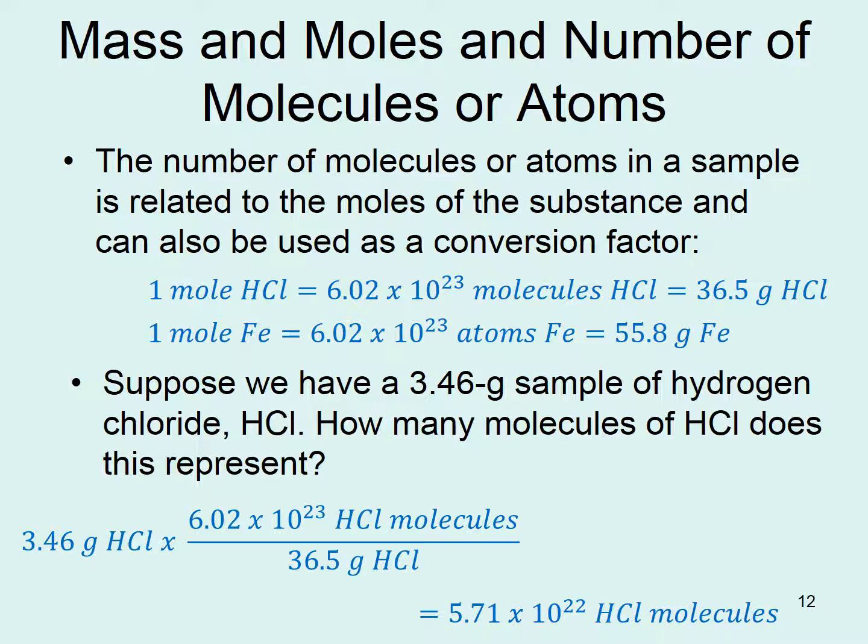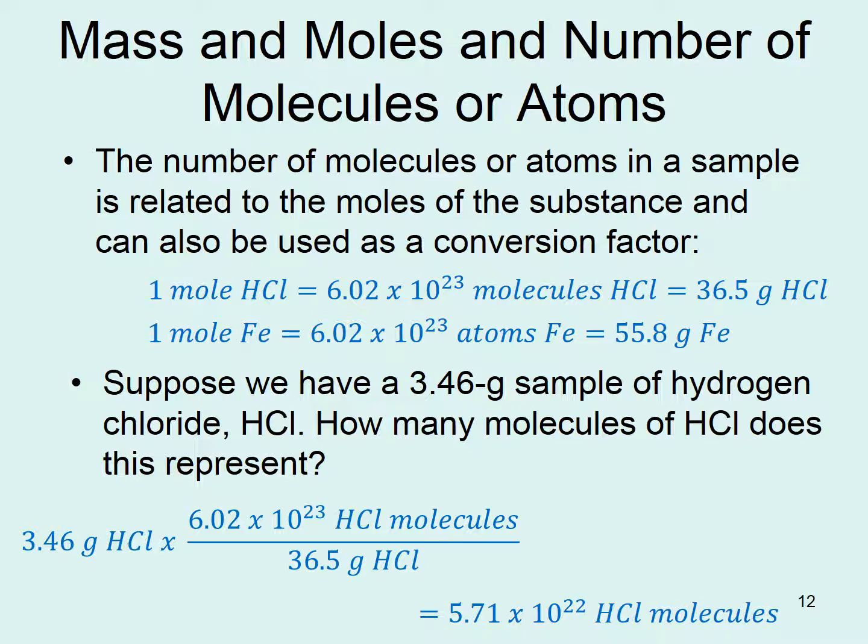So we know that these things are equal to each other. 1 mole of HCl equals 6.02 times 10 to the 23rd molecules equals 36.5 grams. In this case, we know grams, so that should go on the bottom, 36.5 grams. And we're trying to find molecules, so the 6.02 times 10 to the 23rd goes on the top.